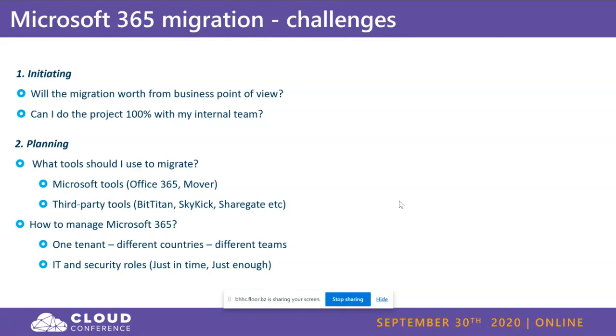How will we manage Microsoft 365? Because in case we have one tenant, maybe the IT should have access to manage only some users, only users from some countries or some teams. And in order to do this, maybe you have to implement a third-party tool to have different rights for different tools. Then, of course, the IT roles: who will do what.